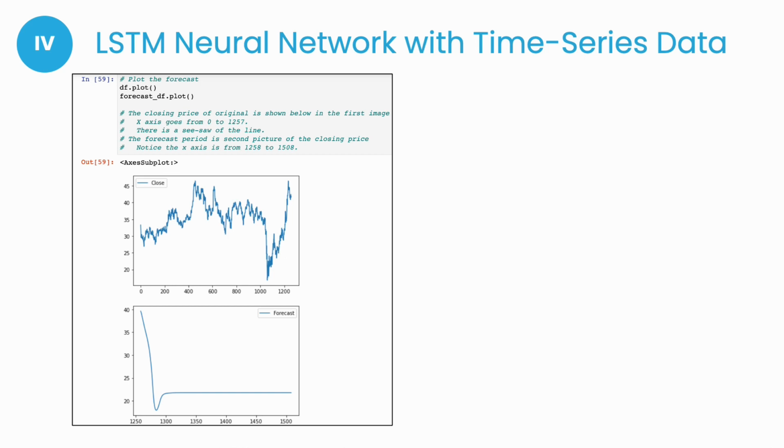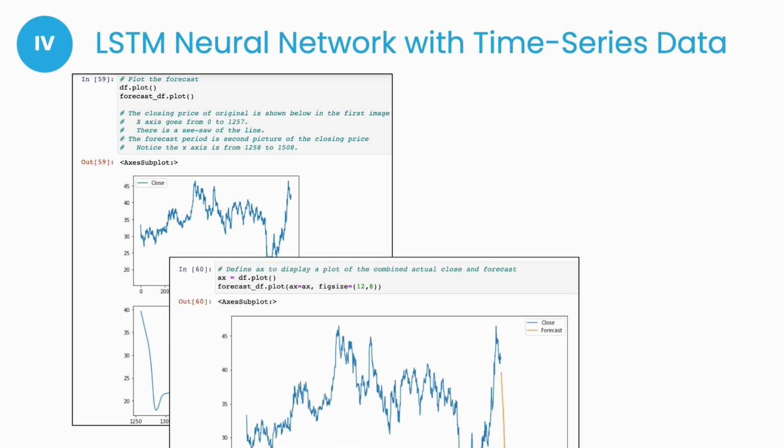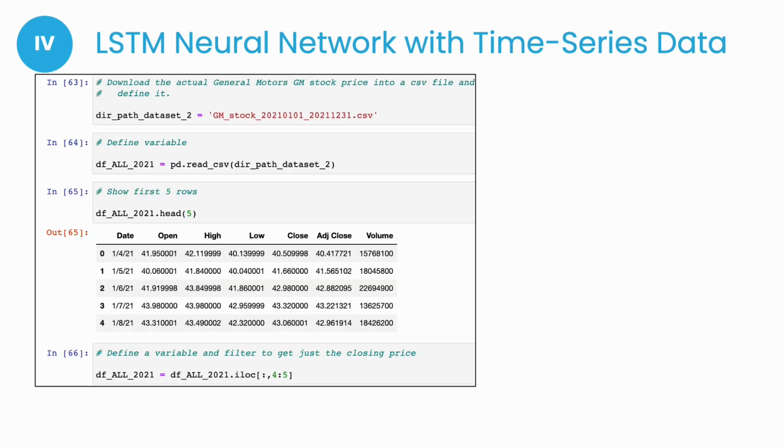The actual close values are in the top picture and the forecast is below, forecasting a sharp decline in the stock price, then slightly increasing, then leveling out around $22. Here's a combined graph. Well, let's see what it looks like with the actual close price in the same graph.